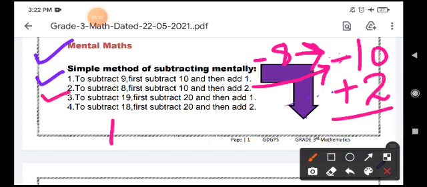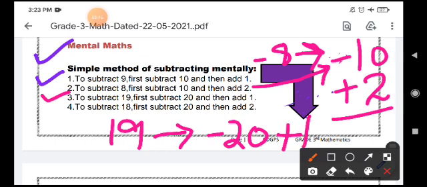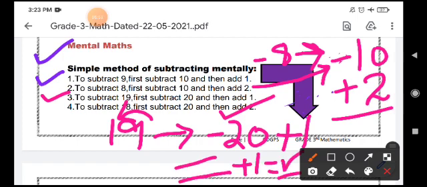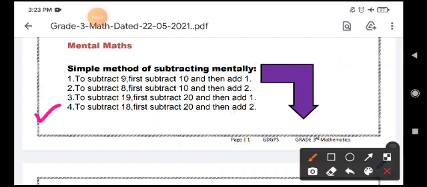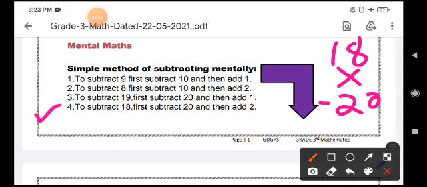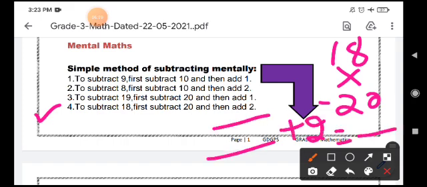To subtract 19, first subtract 20 and then add 1. When you subtract 20 instead of 19, the difference you will get, you will add 1 to it and that will be your answer. Now, the fourth one is to subtract 18. You will not subtract 18 from the number, you will subtract 20. And to the difference, you will add 2, that will be your answer.